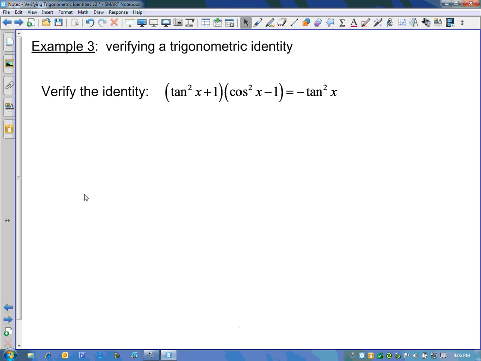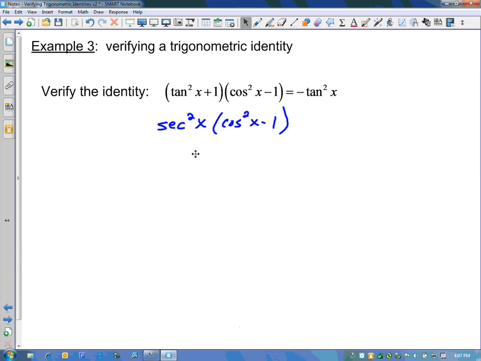If we look at number 3, we have definitely a more complicated left side, so I'm going to work on that one. The first parenthesis is exactly a Pythagorean identity, so tangent squared plus 1 is secant squared, so I make that substitution. The other parenthesis is almost an identity, but the identity is sine squared is 1 minus cosine squared. So I want to change the order of the difference there.